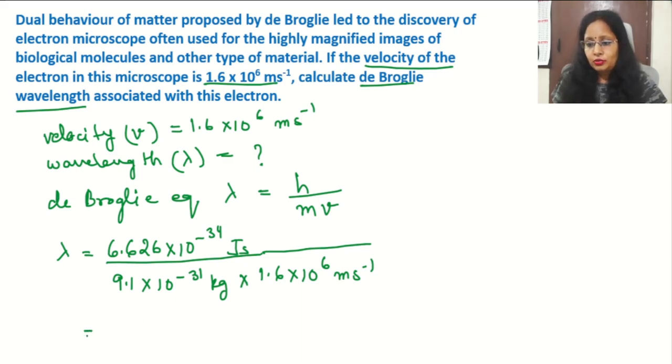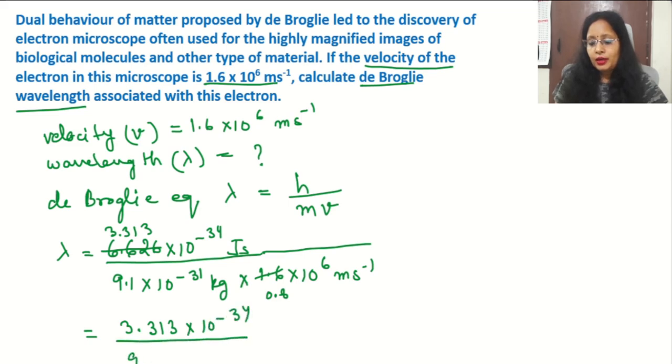So how to start? First we can do division: 6.626 divided by 2 is 3.313, and 1.6 divided by 2 is 0.8. Now this is simplified. The next step will be multiplication of 9.1 with 0.8. So the rest of the things we can write as 3.313 into 10 to the power minus 34 divided by 9.1 into 0.8 into 10 to the power minus 31 into 10 to the power 6. We can write it like this.